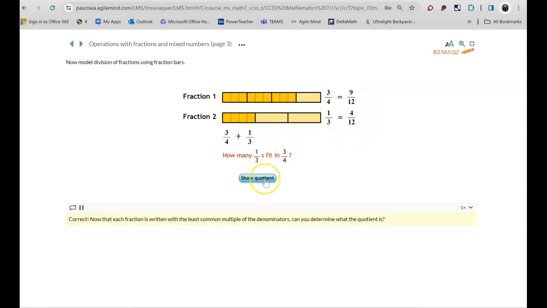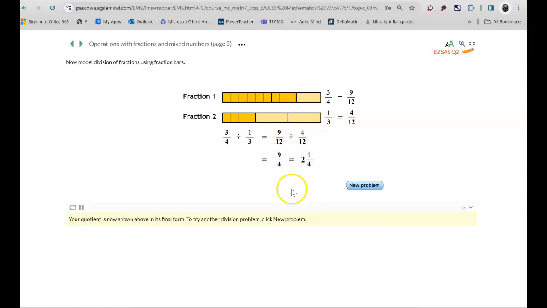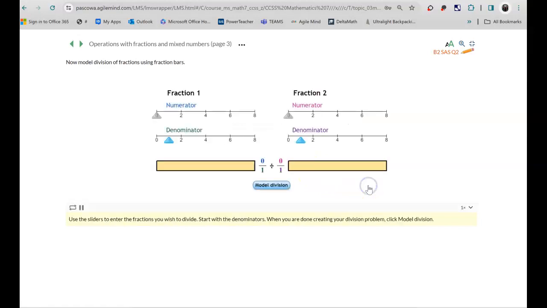Let's find the quotient. So it'll be 9/12 divided by 4/12. Well, what is 9 divided by 4? Or 9 over 4? Well, 4 goes into 9 2 times. That's 8. So we have 1 left over out of 4. So 9/4 is an improper fraction. 2 and 1/4 is a mixed number. Now let's try a new problem.